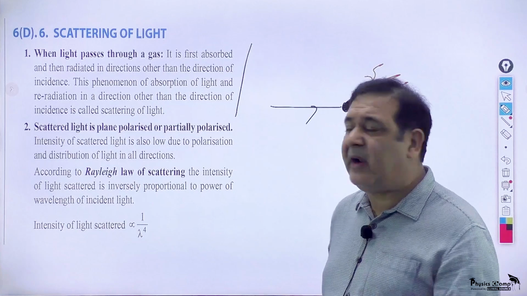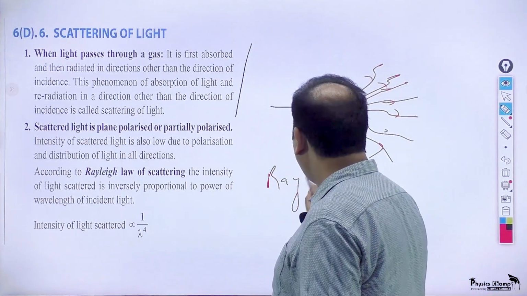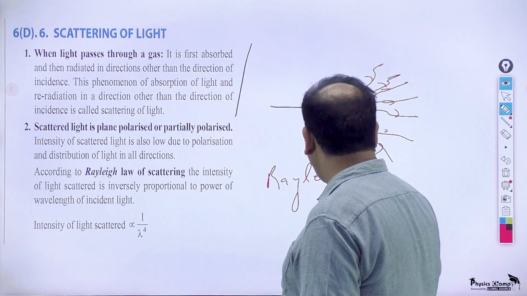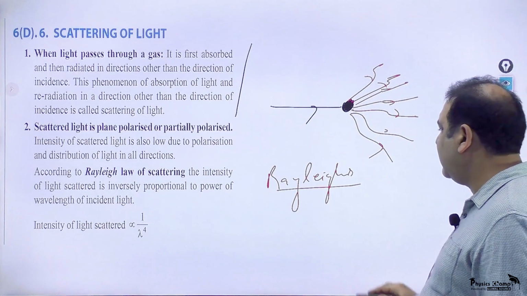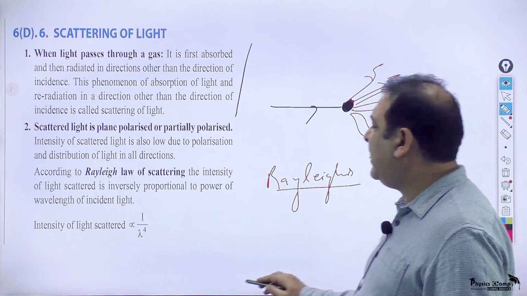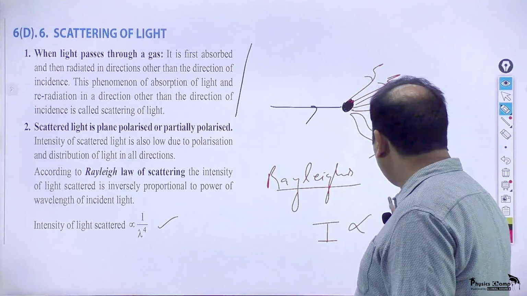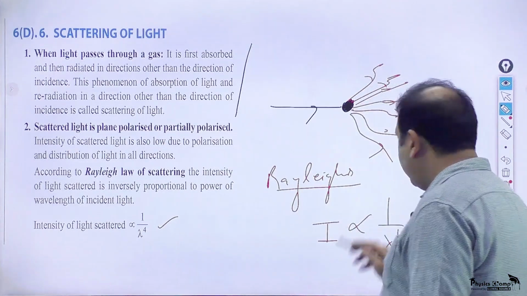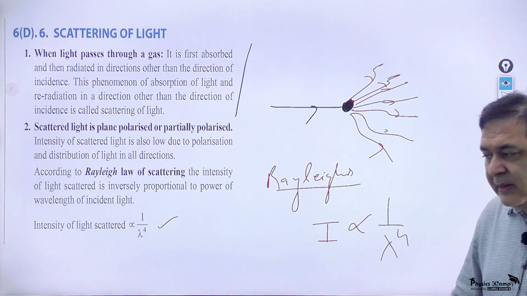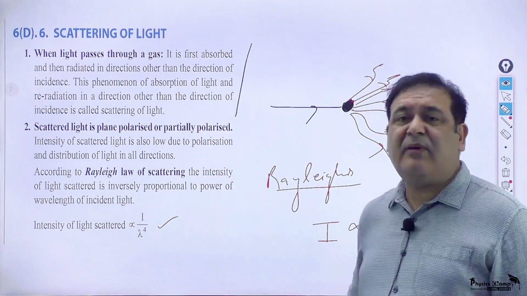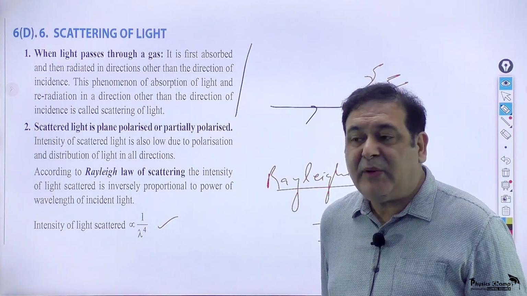And about scattering of light, there is an important law, and that is Rayleigh's law of scattering. Rayleigh's law of scattering says the amount of scattering, or the intensity of light scattered, is inversely proportional to lambda to the power 4. It means that the amount or intensity of scattering of light depends on the wavelength.